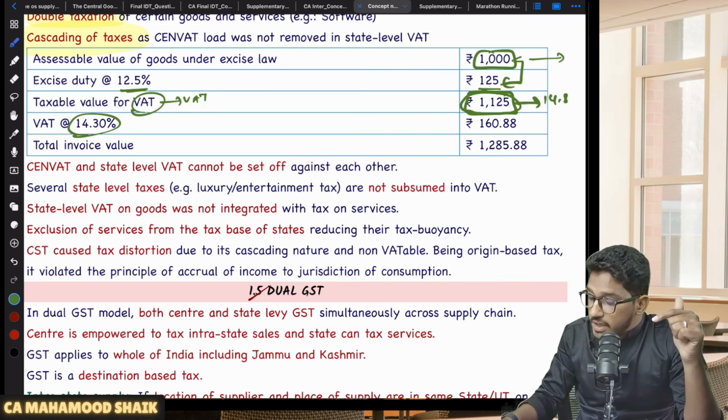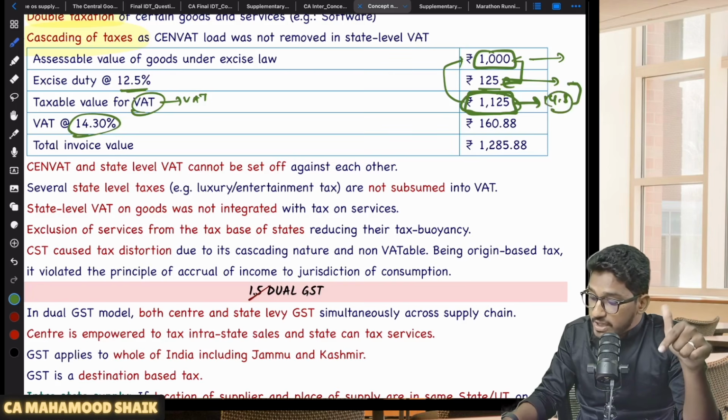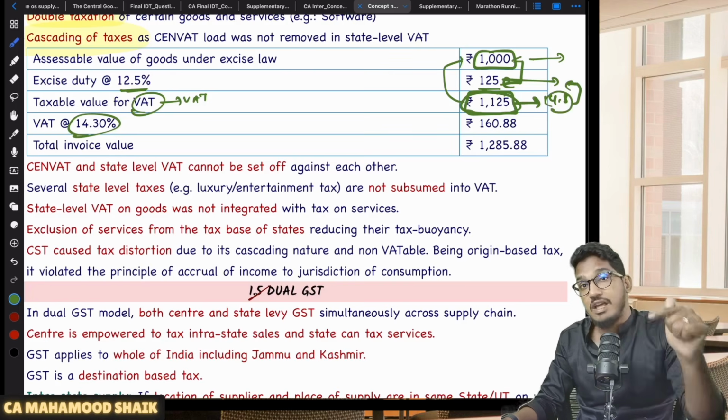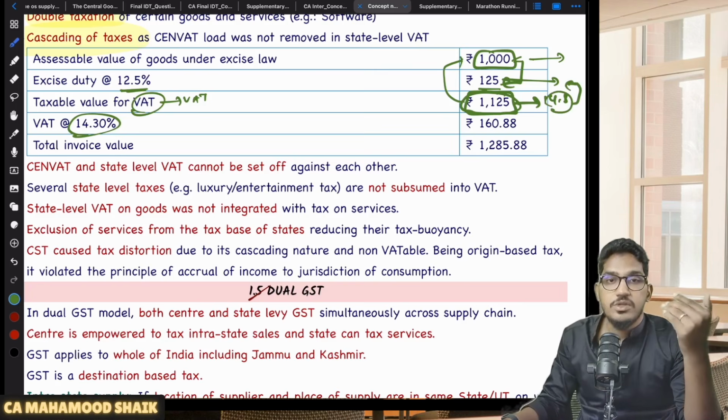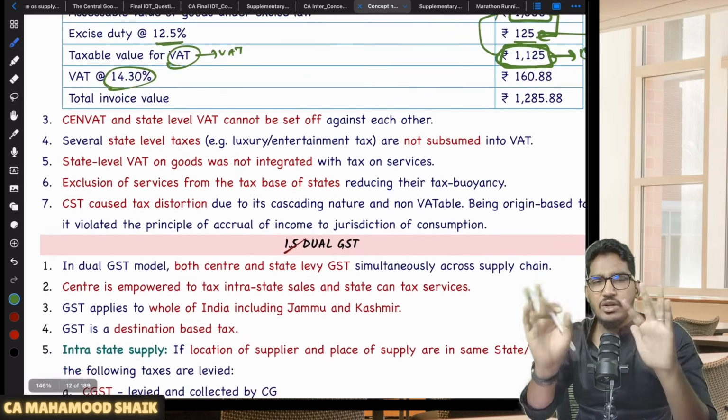Now in this 1125, only 1000 rupees is value. 125 rupees is tax, which is excise duty. But you are imposing that 14.3% even on the excise duty also. There is a tax on tax. So this used to be the major problem. There used to be cascading of taxes. And also, this setup was not possible.